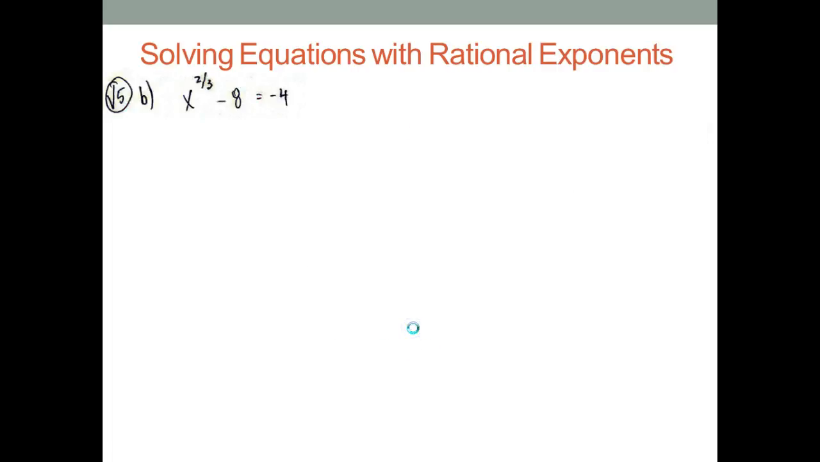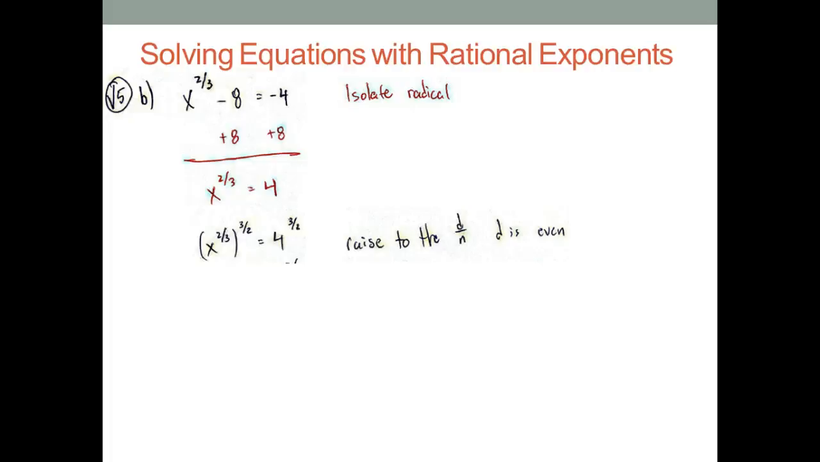So we're going to get a little bit more interesting with checkpoint 5b. I need to isolate that radical. So I have x to the 2/3 is equal to 4. And I'm going to see here that I have taken the raise it to the opposite power. And because d is even, I have plus or minus. And so now I have plus or minus 2 to the 3rd power.